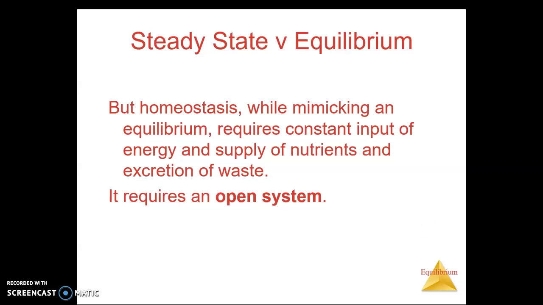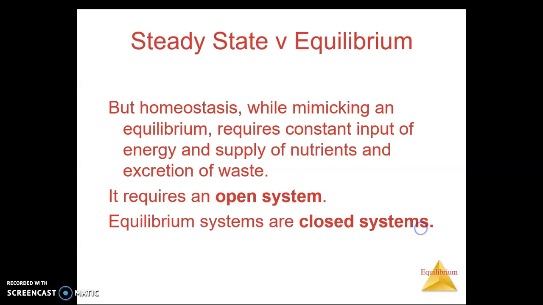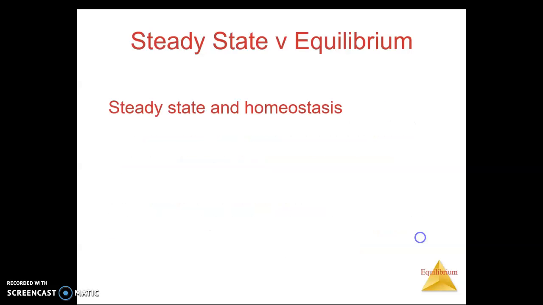Therefore, you have to have an open system for homeostasis. An equilibrium system, however, is a closed system. You saw the NO2, N2O4. Those tubes were closed. Yes, energy could come in and out, and that would change the equilibrium, but you didn't lose any NO2 or N2O4 because the tubes were sealed. So in an equilibrium system, nothing comes in, nothing goes out.